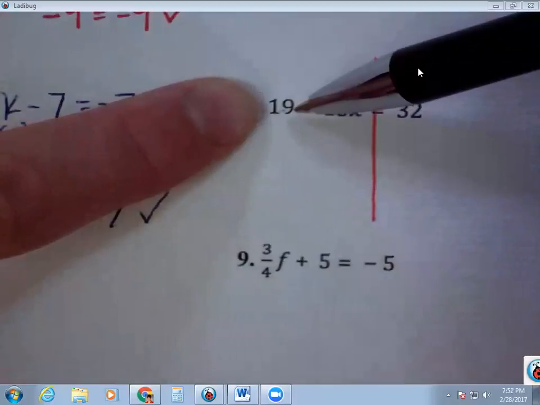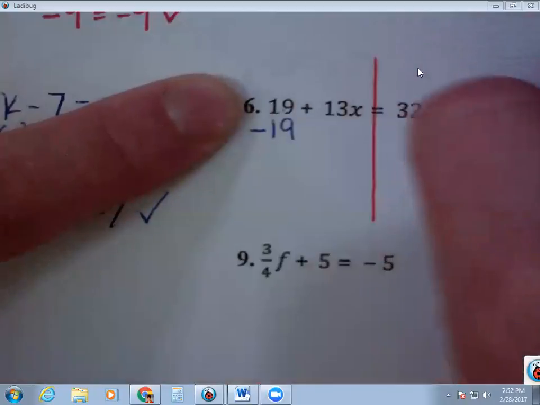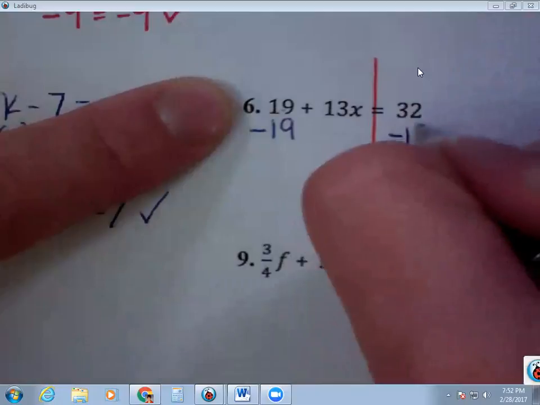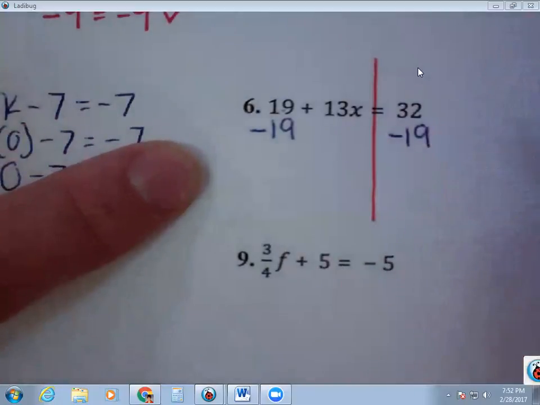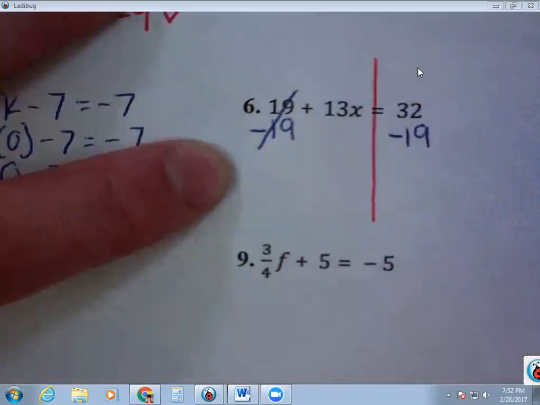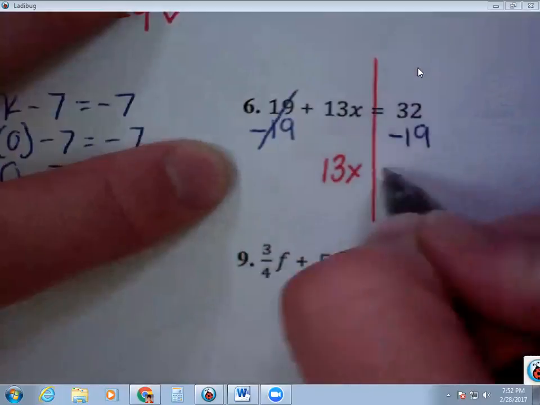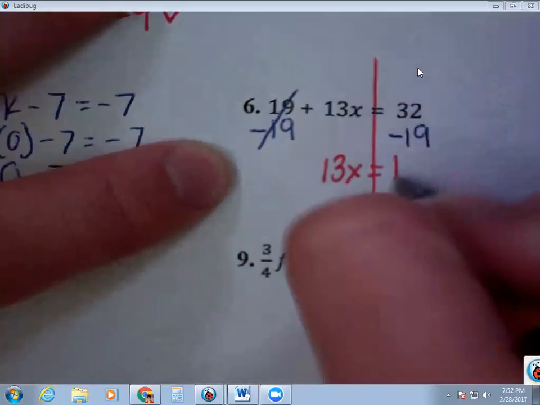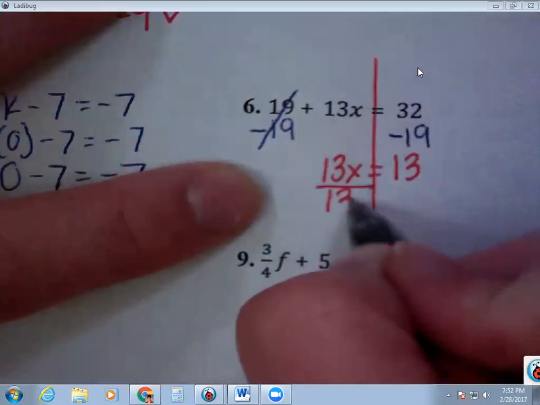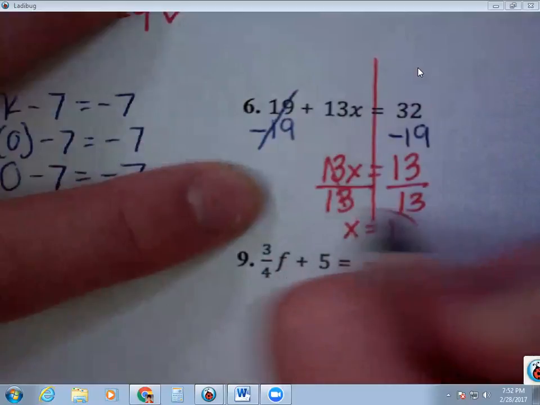So if this is a positive 19 and I need to get rid of it, I'm going to minus 19 on both sides of my equal sign. Yeah, this is really far over here, so be careful that you're subtracting it from both sides indeed. Okay, so I have 19 and 19. I'm left with 13x. I can just pull that straight down, equals 32 minus 19 happens to be 13. Now I've got to get rid of my 13, so I divide by positive 13 on both sides. That leaves me with x equals 1, okay?